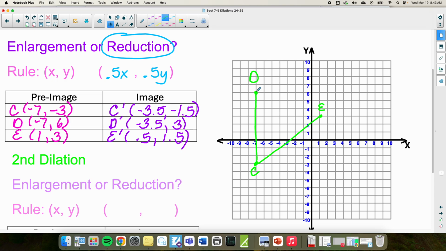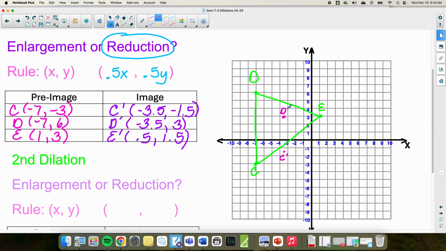If you have pretty straight lines, just doing it yourself, I'm fine with you just connecting the dots. But do your best to make them straight lines, not curvy, if you can. Now on that same graph, I'm going to graph the new image. So I'm going to go -3.5, -1.5, and that is my C prime. Then I'm going to go -3.5 up to 3. That is my D prime.